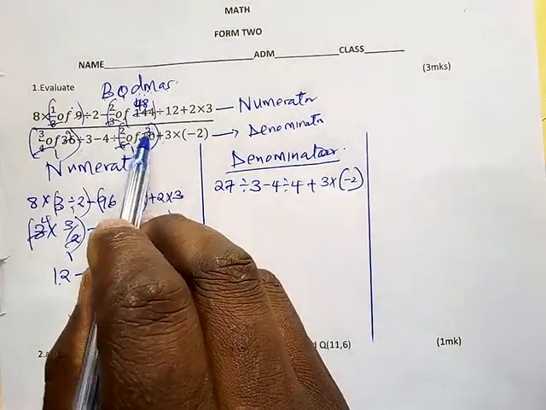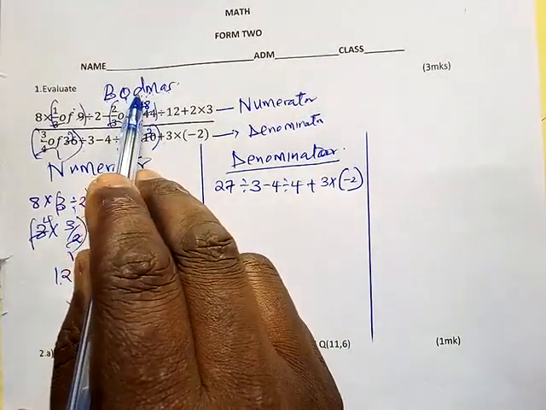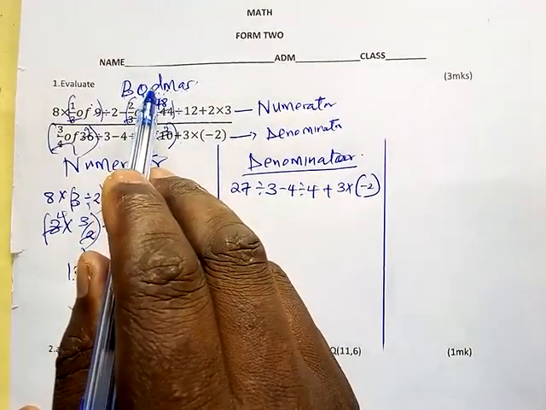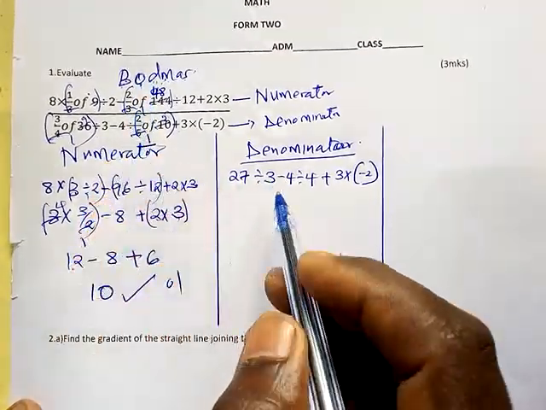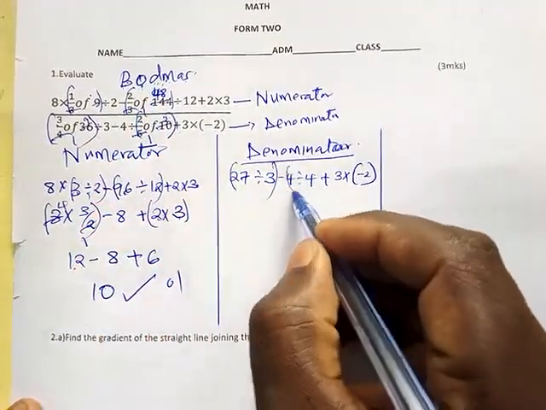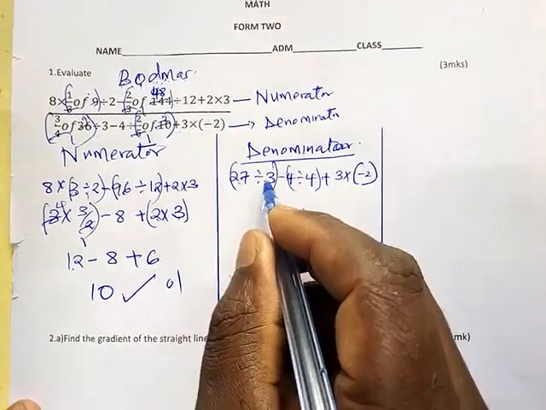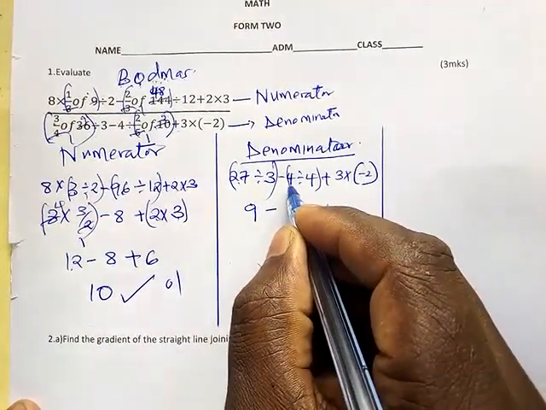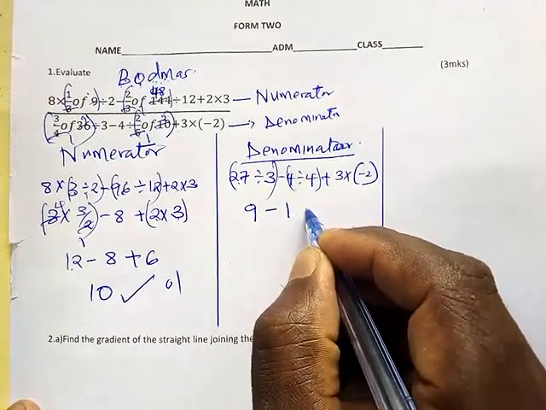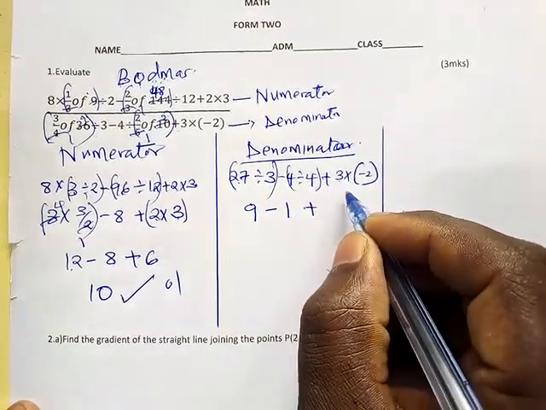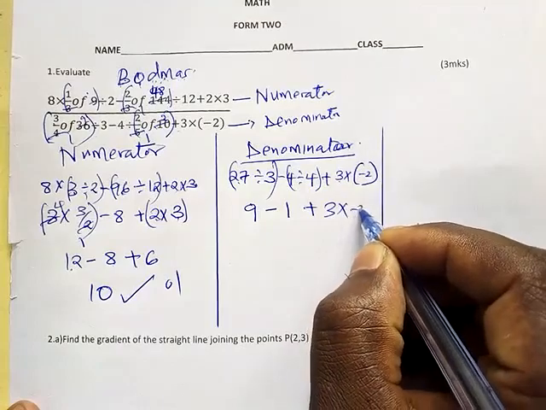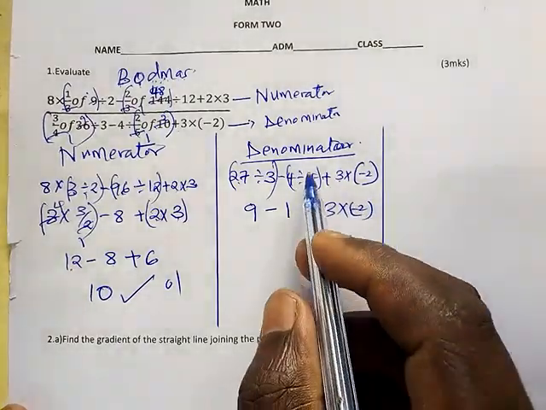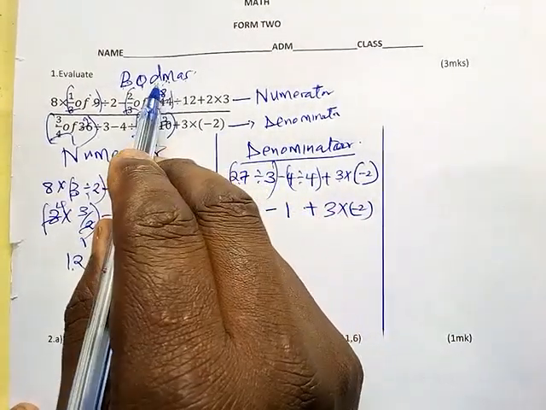We have finished with the "of". We go to division. Now we are dividing this and this. So 27 divided by 3, the answer is 9, minus 4 divided by 4 is 1, plus 3 times negative 2. We have finished division.